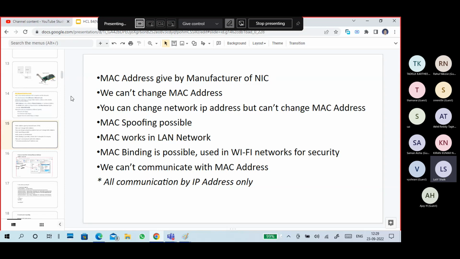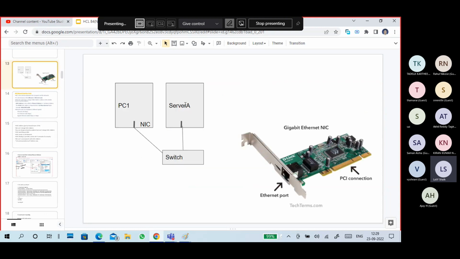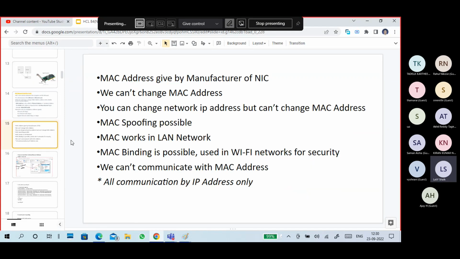A mobile phone with direct internet access is a different point. So that is again different. Generally, a MAC address is up to the LAN only. We cannot communicate with the MAC address. Like if you want to send a packet, pinging from PC1 to server A using the MAC address of server A, no, it won't work. All communication is by IP address only.